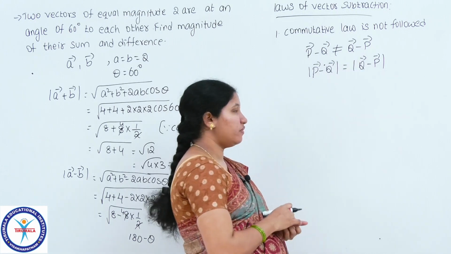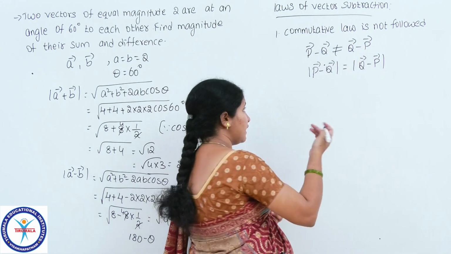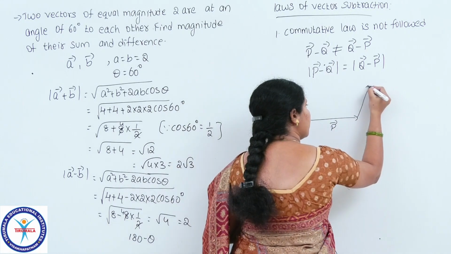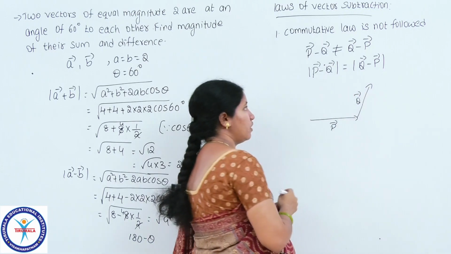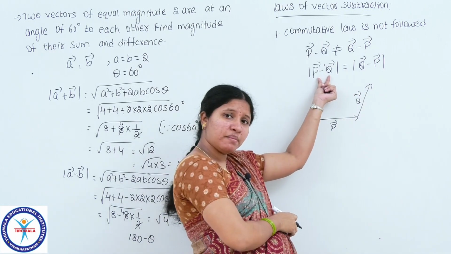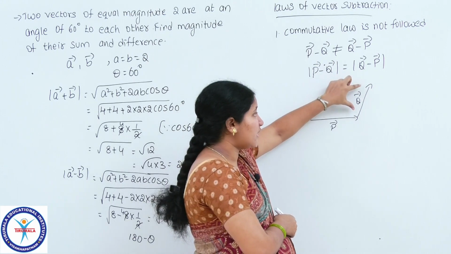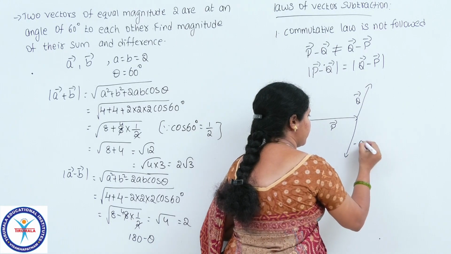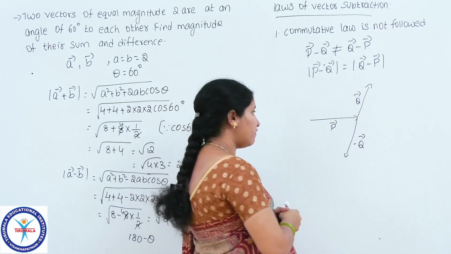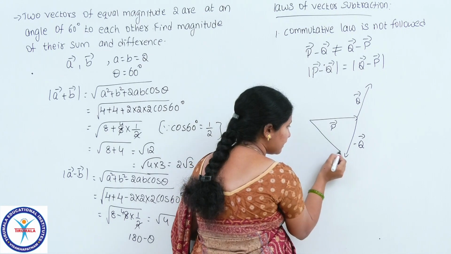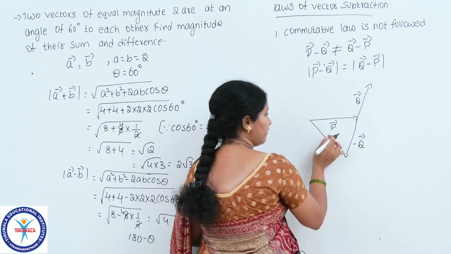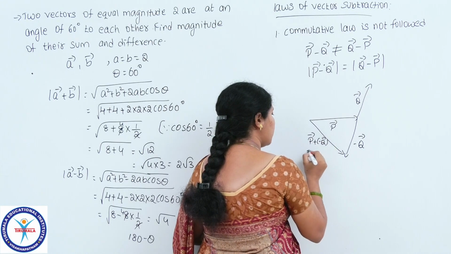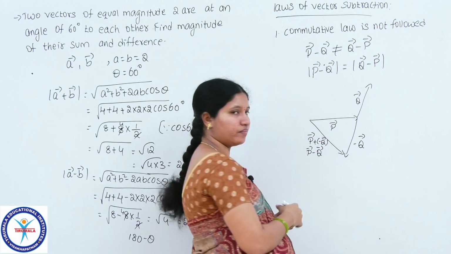So if you want to see it graphically, let us consider a vector P bar and another vector Q bar. So what we need is P bar minus Q bar. So reverse the direction of Q bar, so we get minus Q bar. Now we can find out the resultant by the third side of the triangle, which is given by P bar plus of minus Q bar, that is equal to P bar minus Q bar.